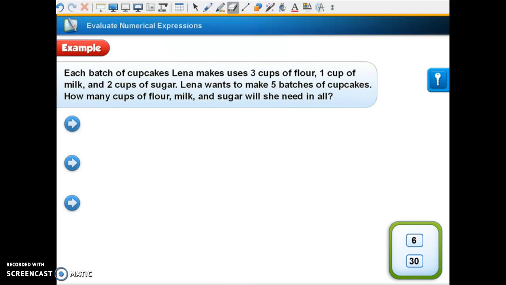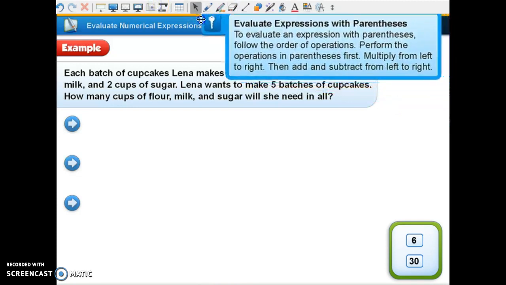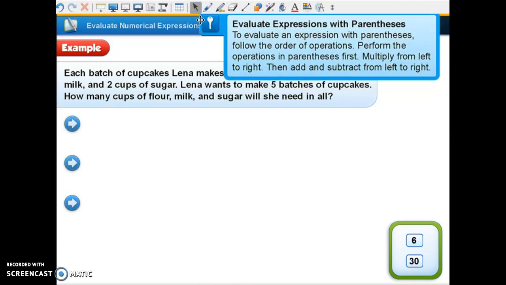Okay, let's look at the evaluate expressions. And this one is going to have some parentheses. To evaluate an expression with parentheses, follow the order of operations. Perform the operations in parentheses first. Multiply from left to right, then add and subtract from left to right. If you're confused about the order of operations, again, they're over on the bulletin board, or they're in a blue box at the top of page 47, kind of to the right at the top.